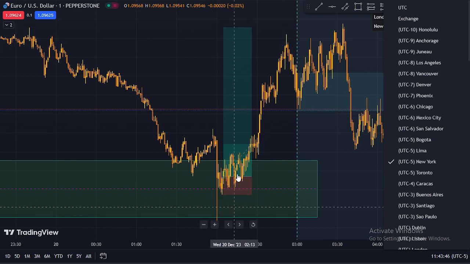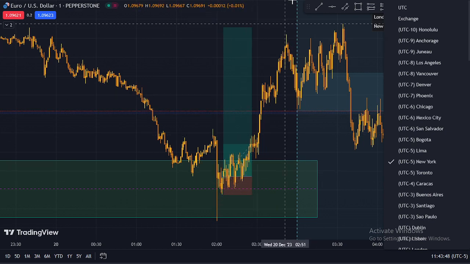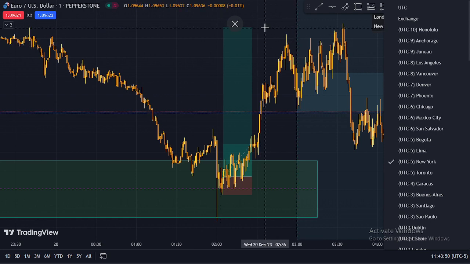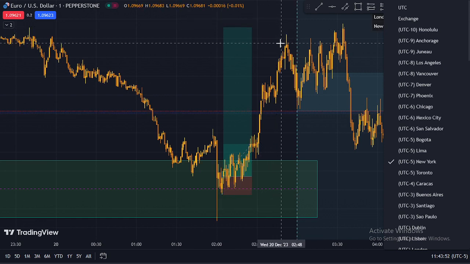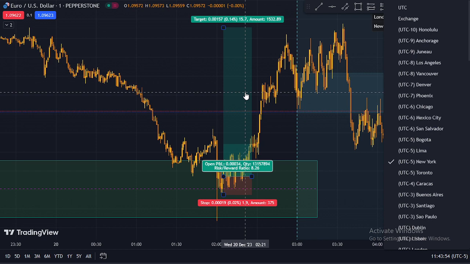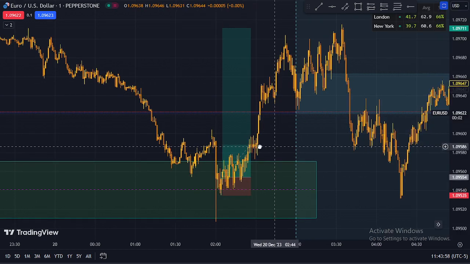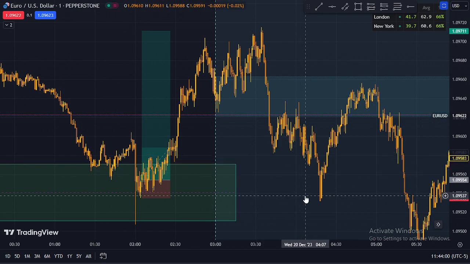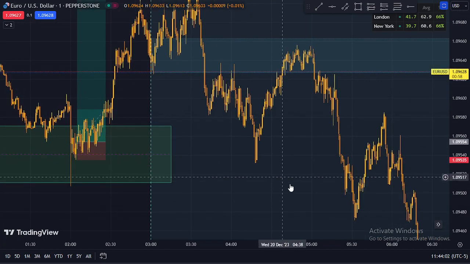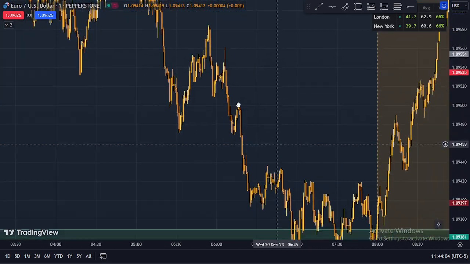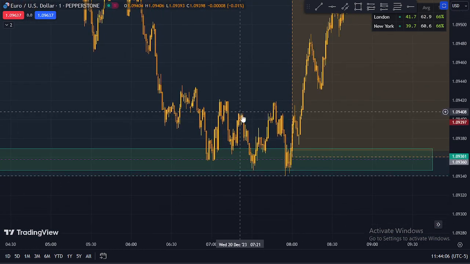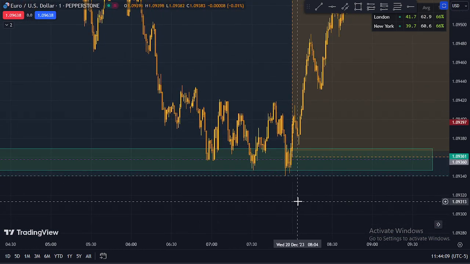And this was a good trade, risking very little and anticipating a very good risk to reward. So that was an 8R trade for today, and I guess that was it for the London Open Silver Bullet. So we had also the New York Open Silver Bullet.